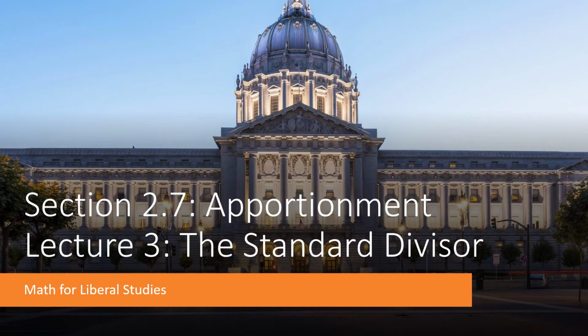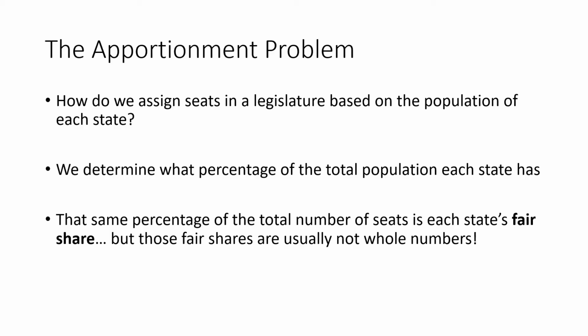This is the third video lecture for section 2.7 on apportionment. In this lecture, I'll be talking about something called the Standard Divisor. So the basic apportionment problem goes like this. We have seats in a legislature, and we want to assign them based on population.